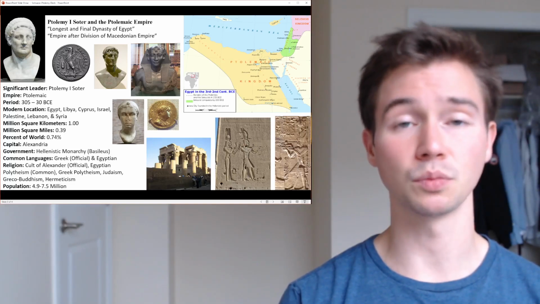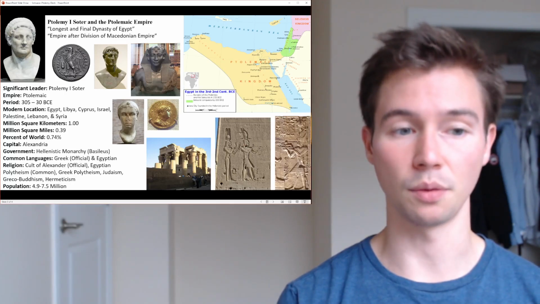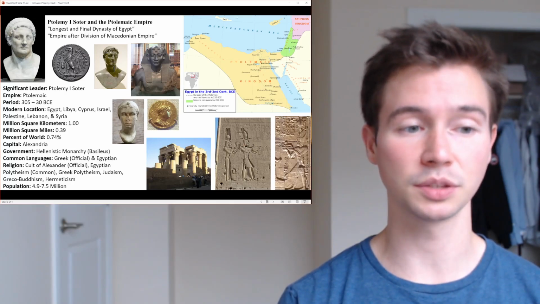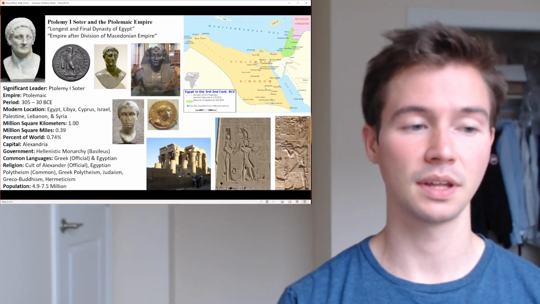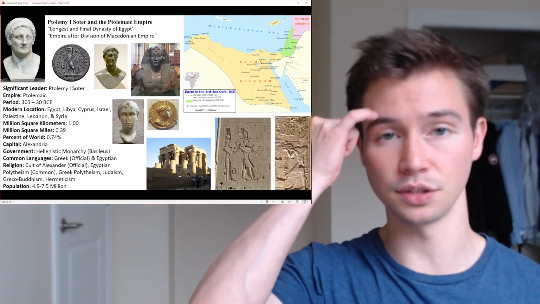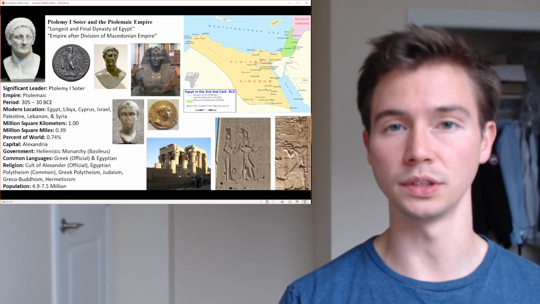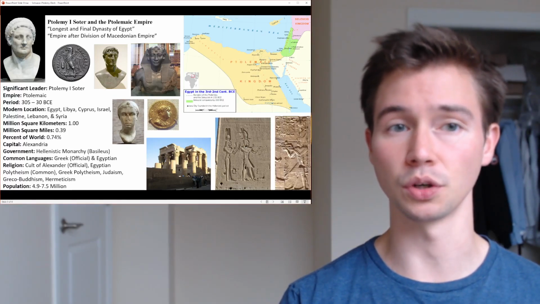Egyptian polytheism was probably the most common religion. Greek polytheism was also common there. Judaism, Greco-Buddhism, and Hermetism. Population 4.9 to 7.5 million, so slightly smaller than the Seleucid Empire, but maybe in one of the oldest developed regions of the world.